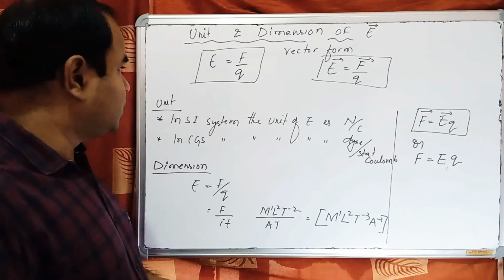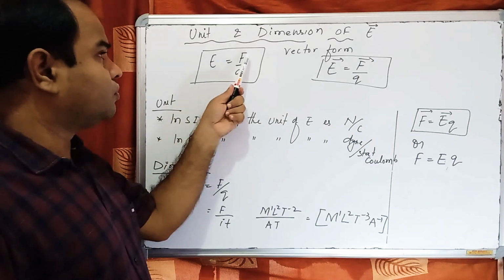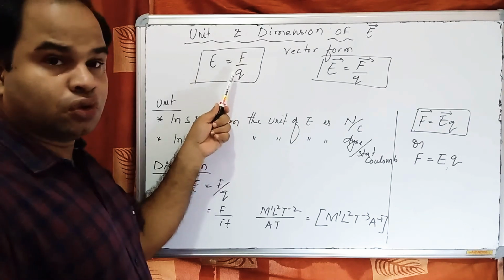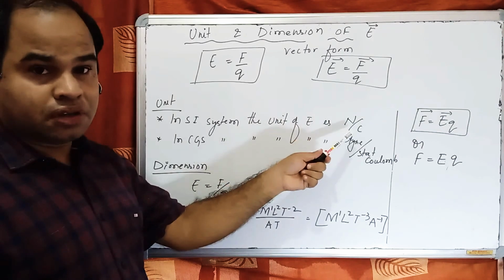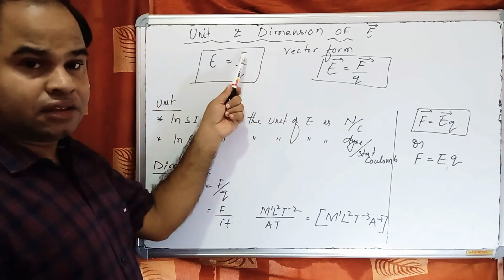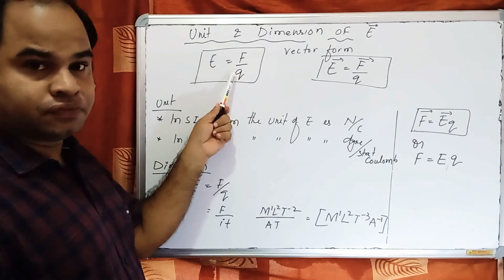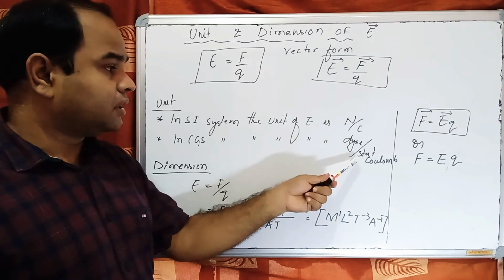Next is the unit. E is equal to F by q. The unit of F is Newton and q is coulomb. So in the SI system the unit of E is Newton per coulomb. In the CGS system it is dyne and statcoulomb, so the unit of E is dyne per statcoulomb.